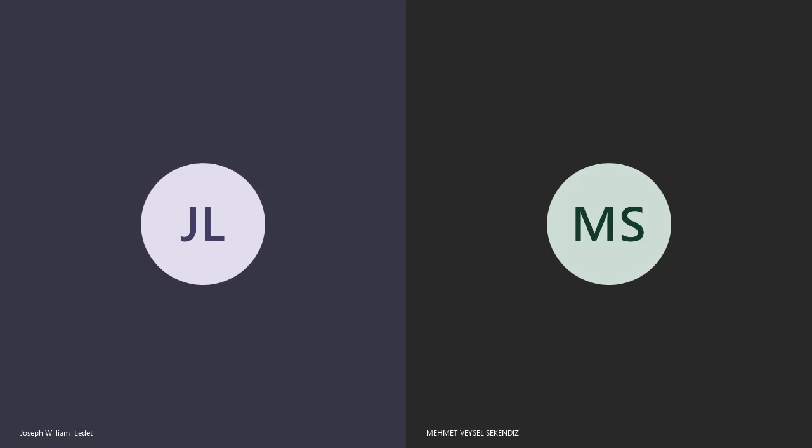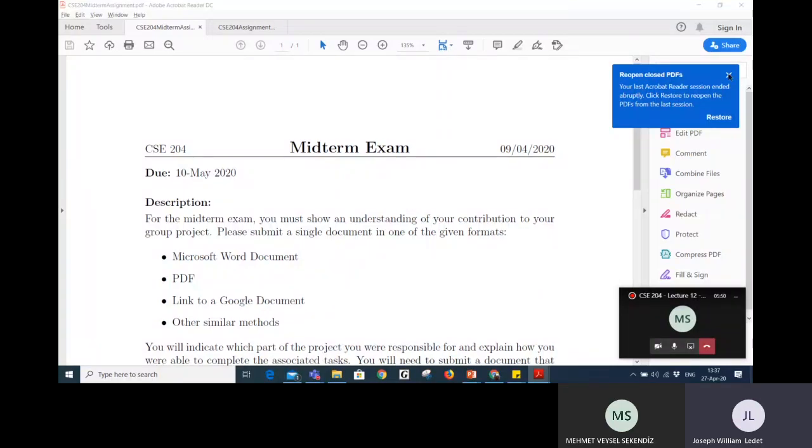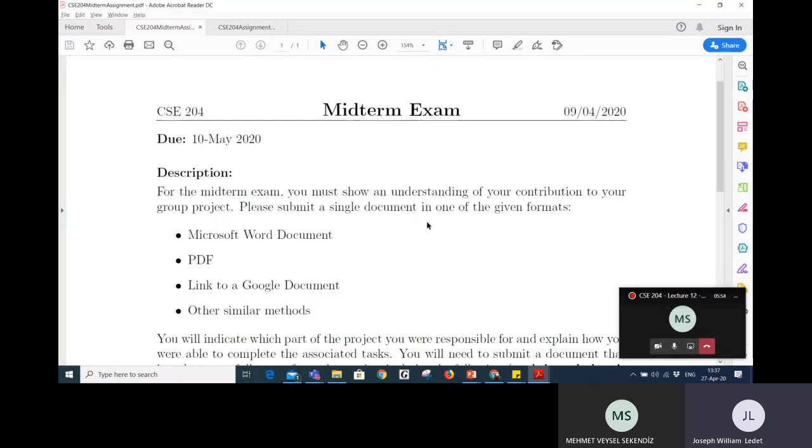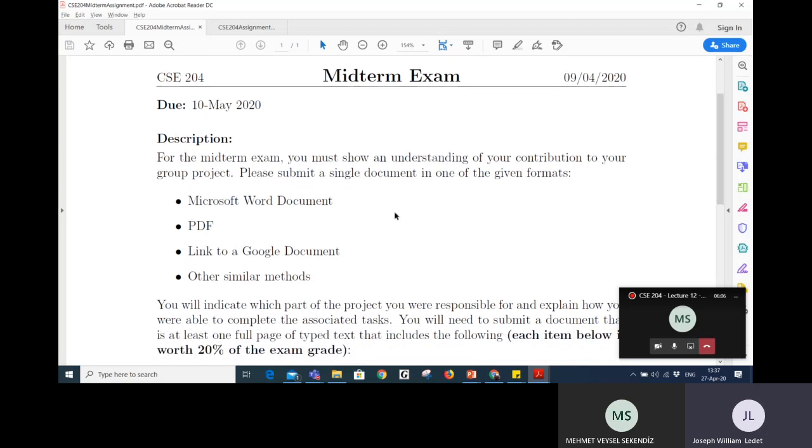All right. So a couple of questions I've been getting related to the midterm assignment. Go ahead and pull this up. So, okay, here's kind of what the expectation is here. The midterm exam is going to be basically you showing your contribution and your understanding of your group project. You can do this in any of the formats. You can upload a Microsoft Word document or a PDF.